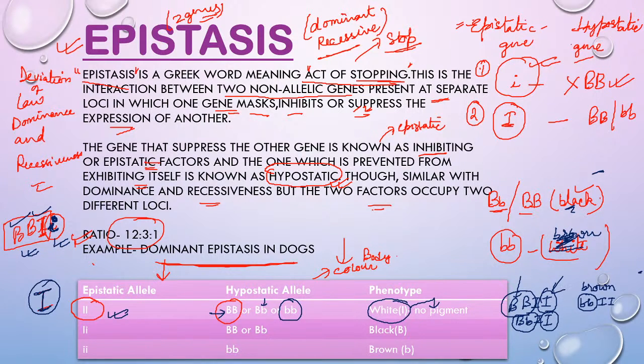That is, there was a presence of the epistatic allele which repressed the effect of the hypostatic allele. It suppressed, it repressed, it inhibited the effect of the allele, the hypostatic allele.